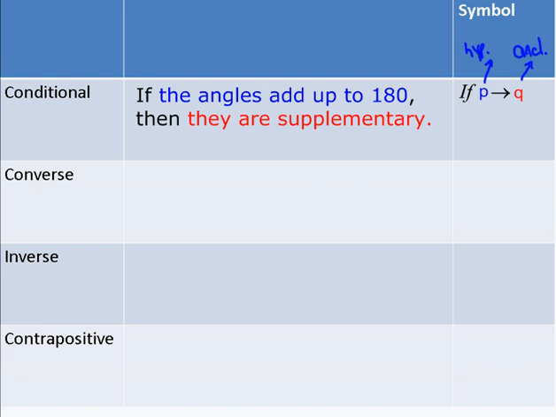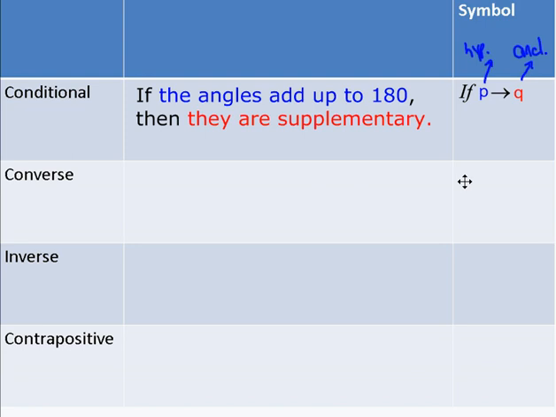And the conditional here is: if the angles add up to 180, then they are supplementary. We're not really concerned whether or not that's true or false for this video. That could be one of our concerns later on, of course, being that this is a geometry course. But for now, we're just focusing on how you write the converse, the inverse, and the contrapositive, whether or not those are going to be true or false. We're not interested in that.